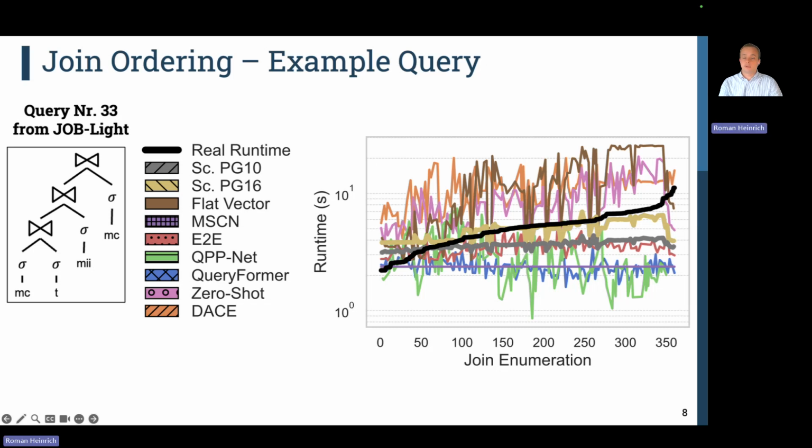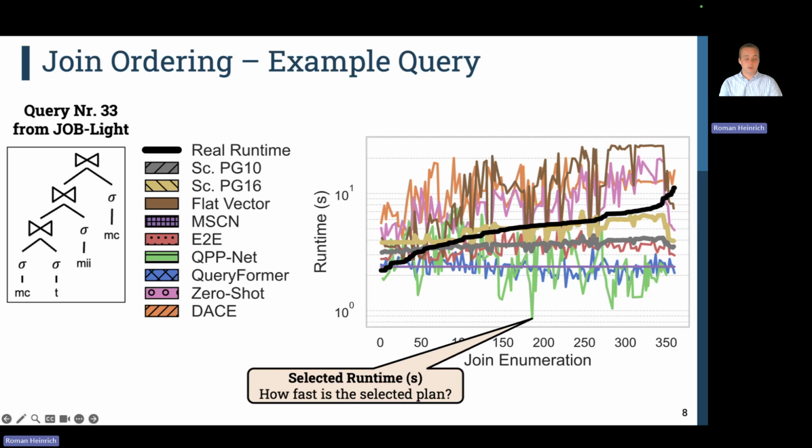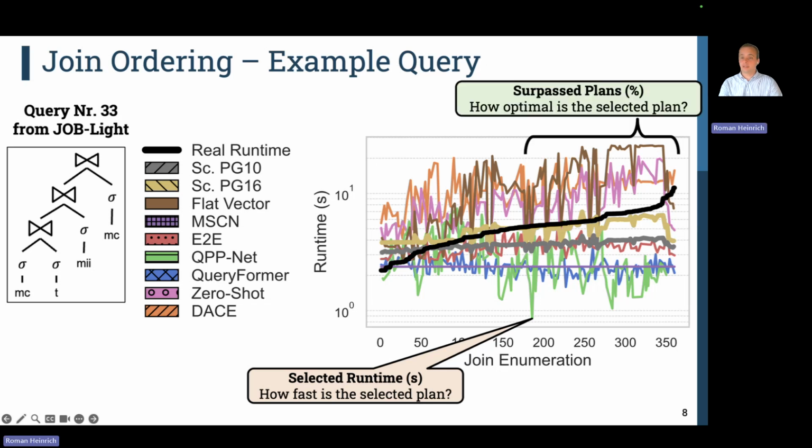To describe this more quantitatively, we propose in our paper novel metrics. The first is the selected runtime, which gives us the information of how fast the selected plan is. You can see this in the green example, where the prediction is minimal. So this would be the plan that the green QPP-net cost model selects. This is clearly not optimal, but has a way higher runtime than the optimal plan. Next, we also propose the surpassed plans metric. This metric tells us how optimal the selected plan is in percent. The plan that the green model would select roughly outperforms 40% of all the plans by its selection.